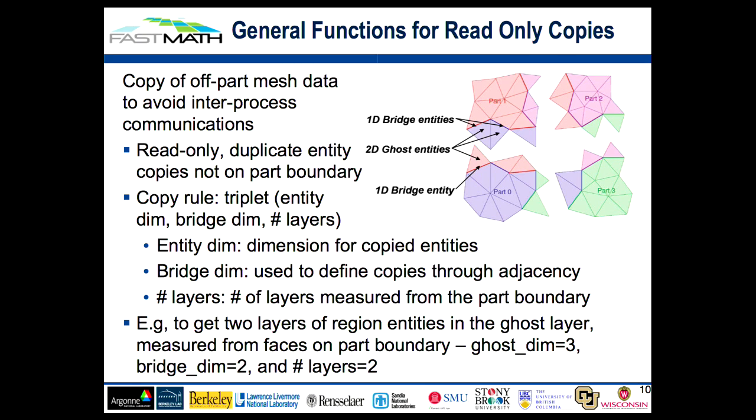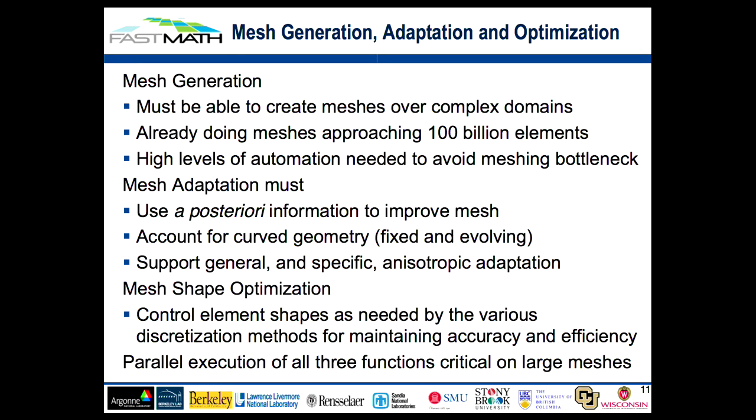We do support within the implementations generalized ghosting methodologies in which you can say how many layers you want, what it is you want to have layers of, and what the bridge entities for that are, based on topological entities. So I may want to ghost one layer of regions based on common faces, which is going to give me a different ghosting than if I do it based on the common vertices on the partition model boundary, right?